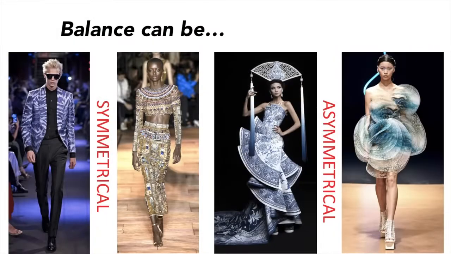Balance can be symmetrical, as the two on the left, Tom Ford and Zuhair Murad, or asymmetrical, as the two on the right, Guo Pei and Iris van Herpen. Balance can be achieved through the placement of any combination of line, shape, texture, color, or pattern.